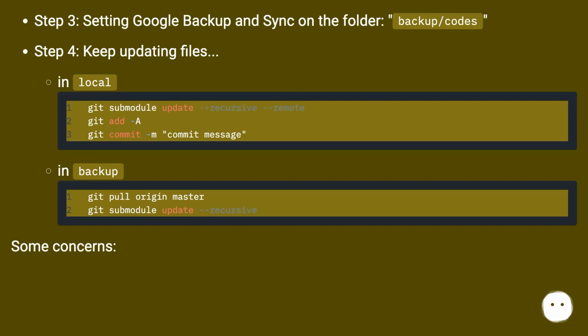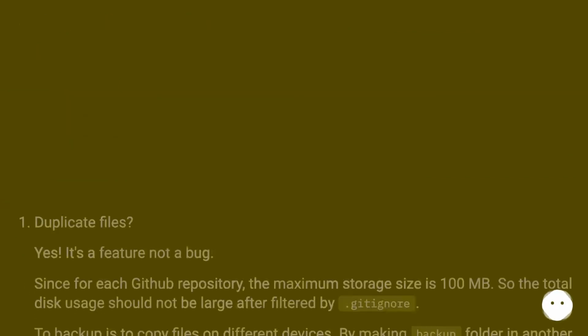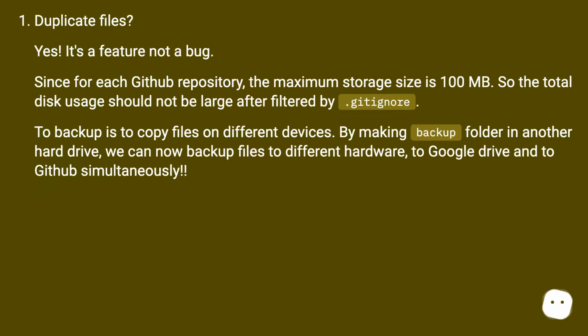Some concerns. Duplicate files? Yes. It's a feature, not a bug. Since for each GitHub repository the maximum storage size is 100 MB, the total disk usage should not be large after filtering by .gitignore. To back up is to copy files on different devices. By making the backup folder on another hard drive, we can now back up files to different hardware, to Google Drive and to GitHub simultaneously.